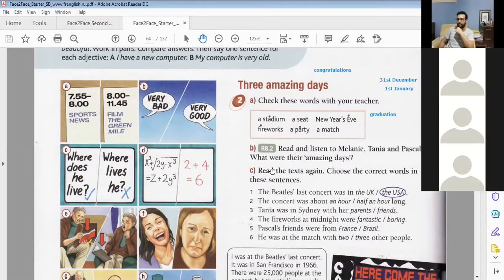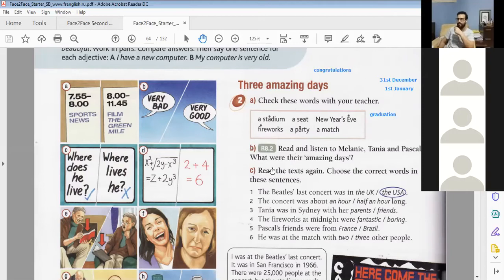Tanya. I was in Sydney on New Year's Eve 1999. I was only 12 and I was there with my mum and dad. We were near the Opera House all evening, and at midnight there were some amazing fireworks. Then there was a big party in the city all night. It was a fantastic New Year.